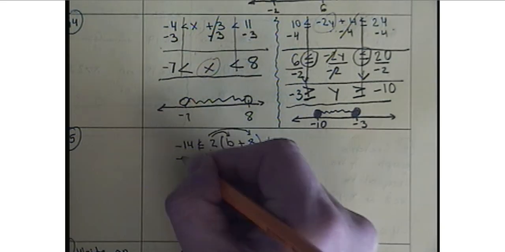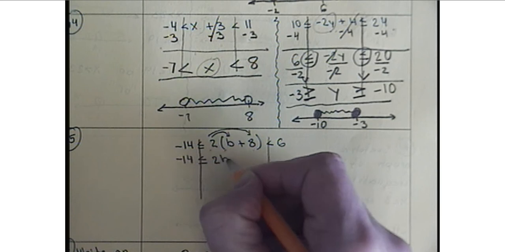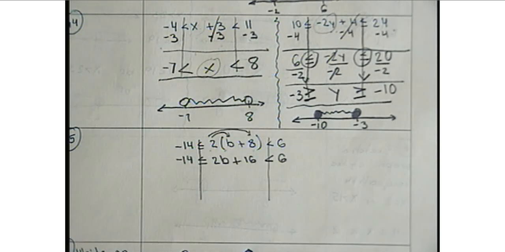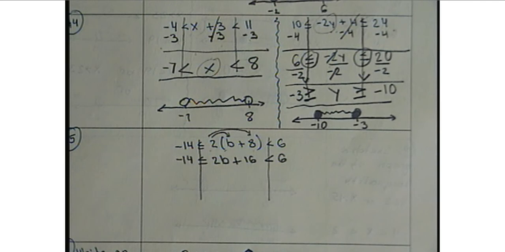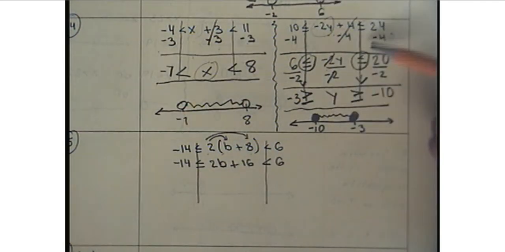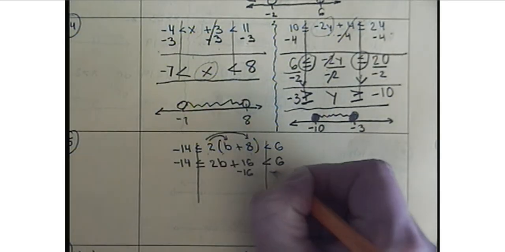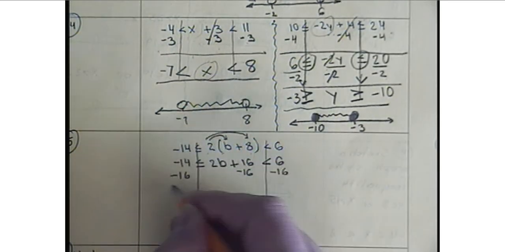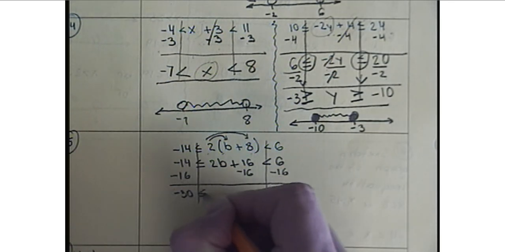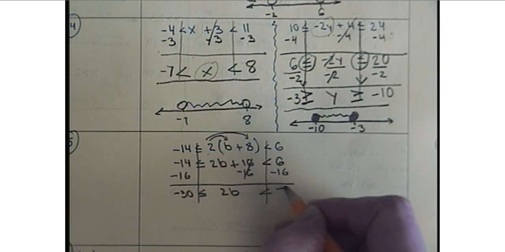So negative 14 less or equal to 2 times b will be 2b, 2 times 8 will be plus 16, less than 6. Once you apply the distributive property, the next step will be very similar to what we just did up here in this example. So we're gonna subtract 16 from both sides first. Negative 14 minus 16 is negative 30, less or equal to b, those two cancel, less than negative 10.